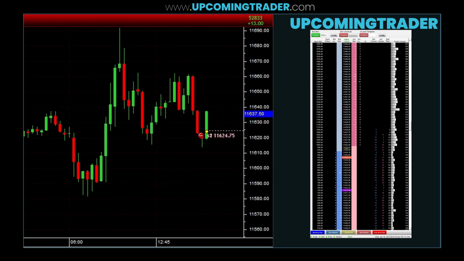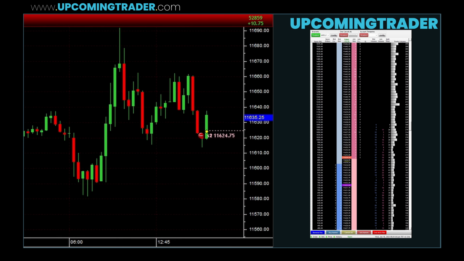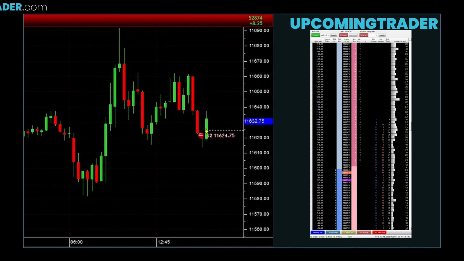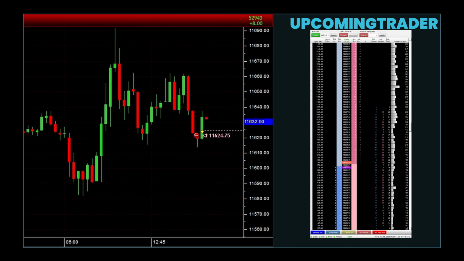This is when the TPO profile takes on a bell shape, indicating agreement between buyers and sellers. The price typically moves within the value area, and traders use this pattern to look for reversion trades, buying near the value area low and selling near the value area high.